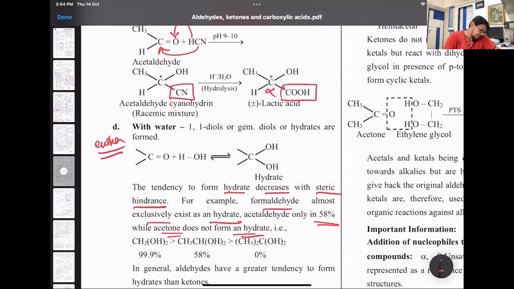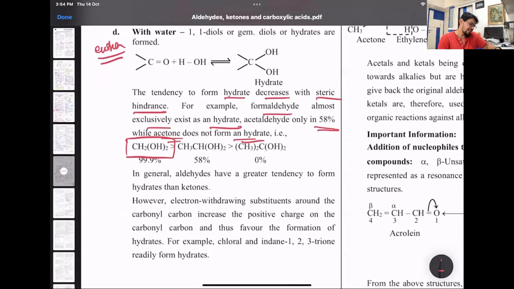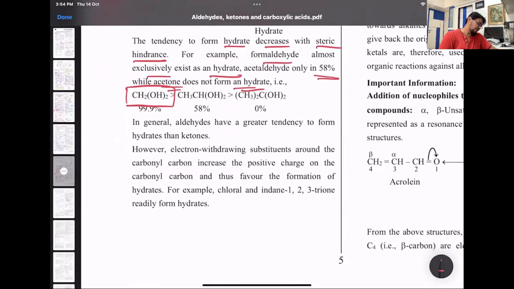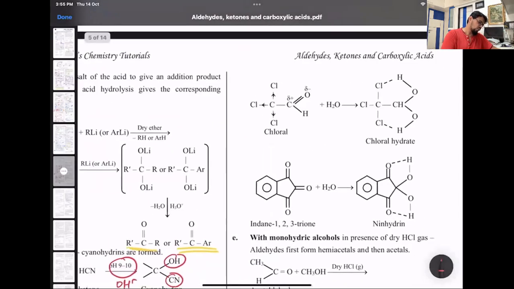So this is formaldehyde, it forms H-CH(OH)2. So with water, know this much, they form their respective geminal diols or hydrates. Aldehydes have a greater tendency to form hydrates. Electron withdrawing substituents around the carbonyl carbon increase it. What is an electron withdrawing substituent? The one which will pull electrons, all right? And thus it results in the formation of hydrate. This is all an extra part. Chloral or indane, a compound which is basically 1,2,3-trione, they form hydrates. That's an extra part over there.